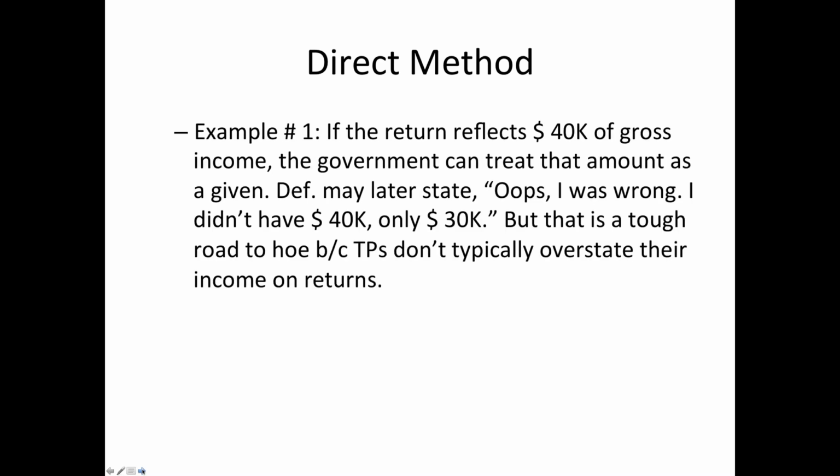We have some examples here. Example number one: if the return reflects $40,000 of gross income, the government can treat that amount as a given. The defendant may later state, oops, I was wrong. I didn't have 40 grand, only 30 grand. But that's going to be a tough road to hoe, because taxpayers typically don't overstate their income on the return. So you can see how it really boxes the taxpayer in when the government refers directly to the tax return.